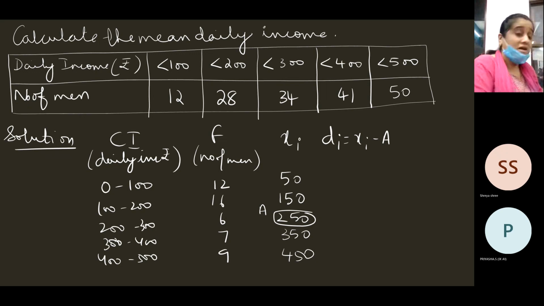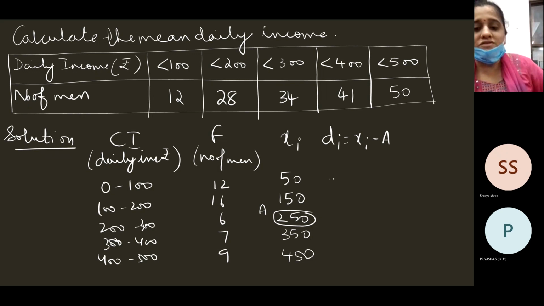So I subtracted like that. This is di, which is xi minus A. Xi 50 minus A 250, so minus 200. Minus 200, minus 100, 0, 100, 200.